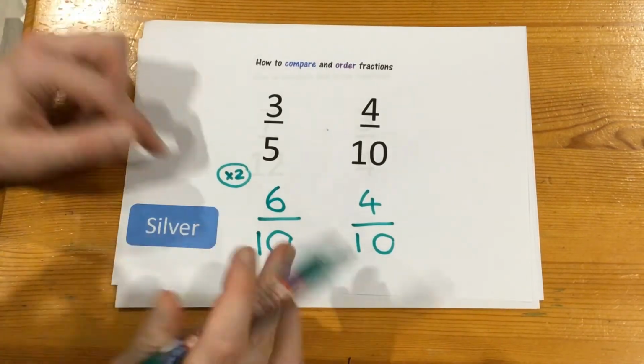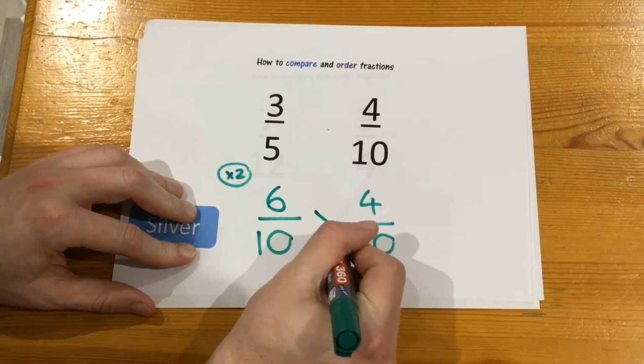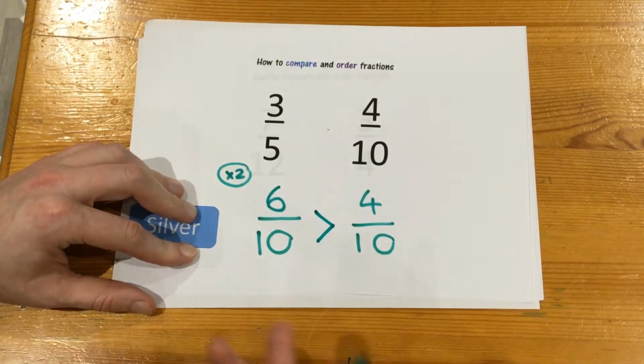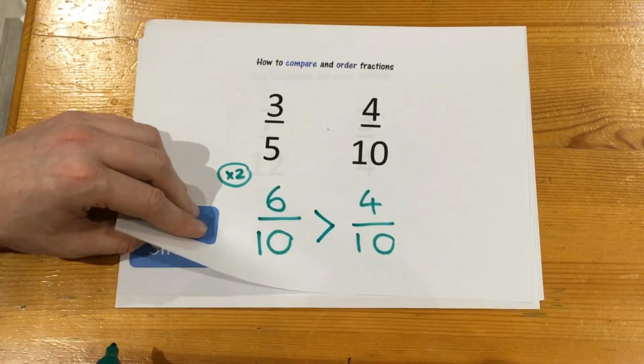Now I'm back to bronze because I've got 6/10 and 4/10. The larger of the two is the 6/10. So again, I use my greater than sign to show it's eating the larger fraction. 6/10 is larger than 4/10.